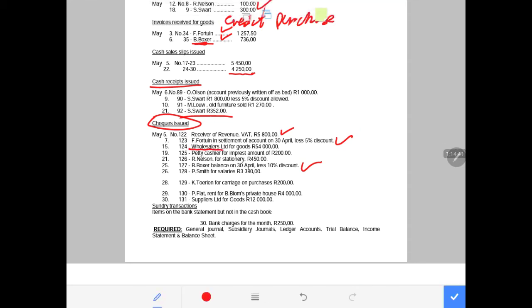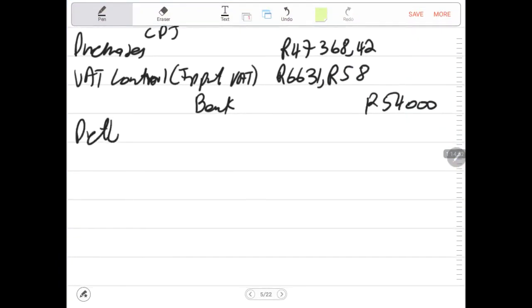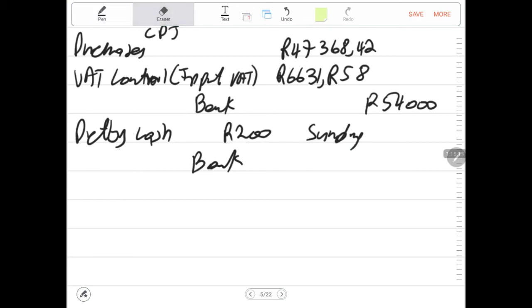Then after that, petty cash, this is a payment. So for petty cash we just debit our petty cash by an amount of 200, and we credit our bank. Because we don't have a column for petty cash, the amount of 200 will be recorded under sundry ledger. The minute an account does not have a column, it goes to the sundry ledger. So that is why the petty cash amount will be recorded under our sundry ledger.